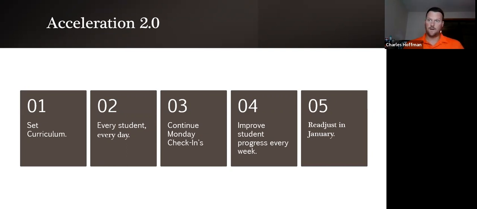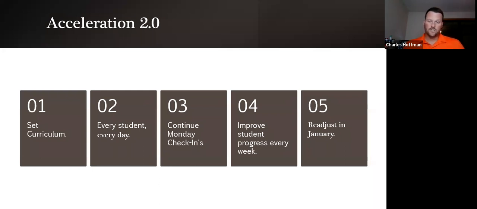So again, going back to every student every day having something to do with that set curriculum. And then we're going to improve student progress every week. So if they're not improving, then we need to change what we're doing. So we're just going to build on that and improve student progress every week.